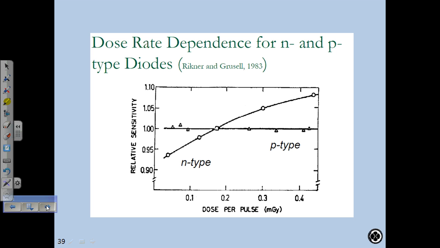So here's a dose rate dependence for N and P type diodes. Look at P type. Isn't that great? Look at that. Dose per pulse. These are 5%. This is a 5% window here, so it's easily within that 5% window. It's pretty flat. And this is the dose per pulse of radiation. But N-type, there is a radiation dose rate dependence for N-type.